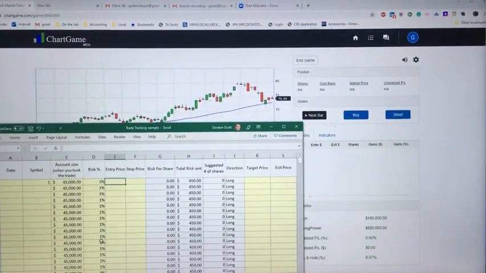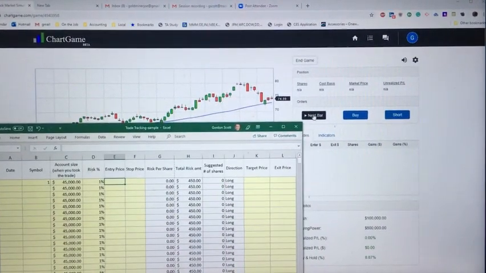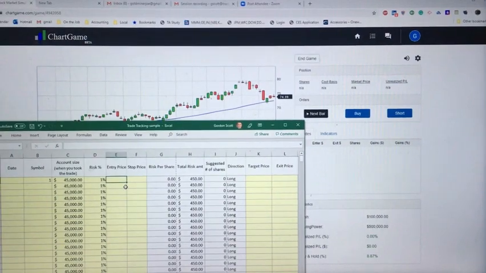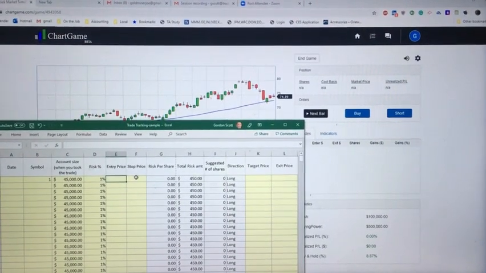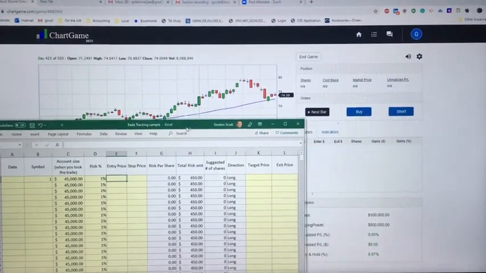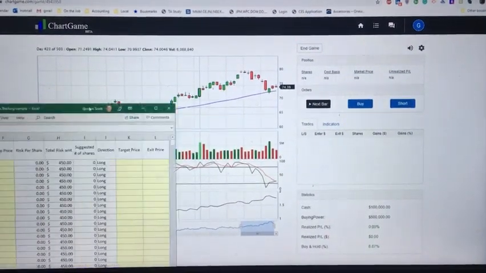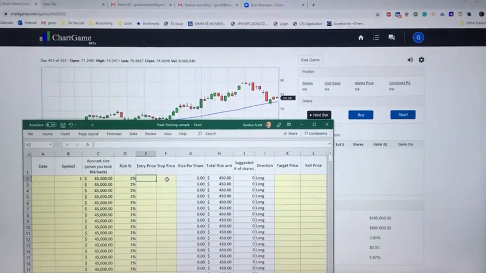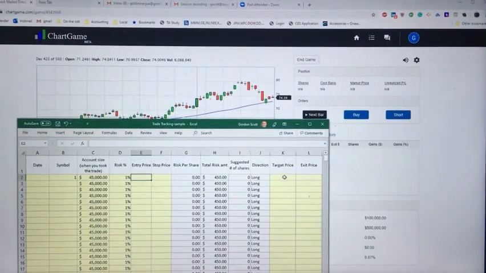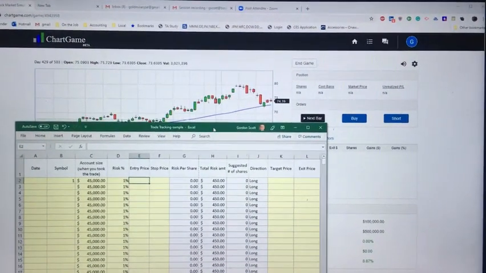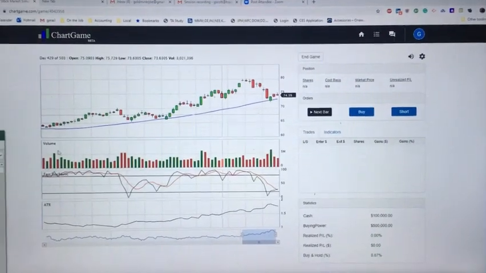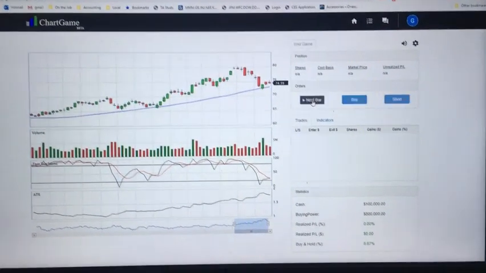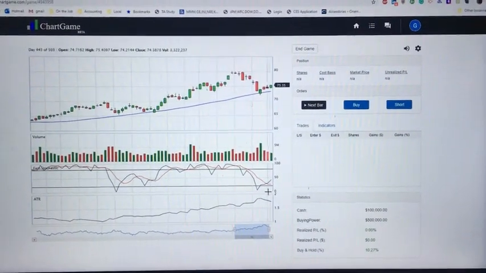We're going to put in our entry price once we hit next bar, and we're going to take the opening price of that day. For the stop price, we're going to use 2 times the ATR, so $1.75 times 2. We'll make this $3.50 lower, and our target price will be $1.75 higher. So let's figure out how that works. I'm going to click on next bar, and there it is.